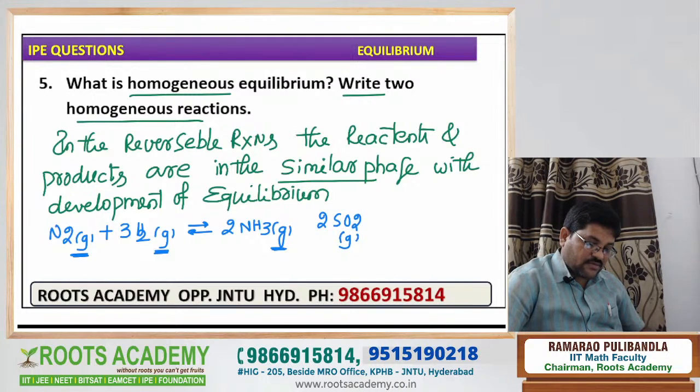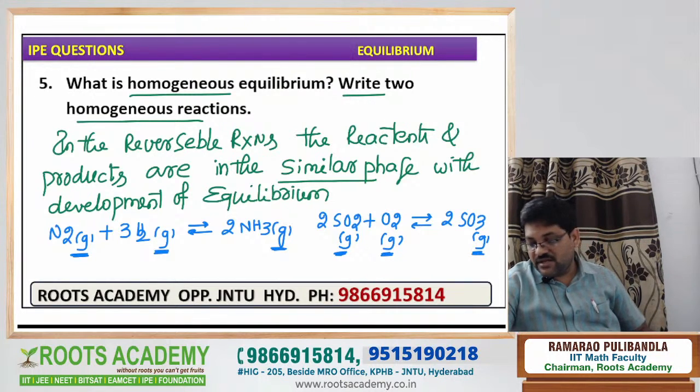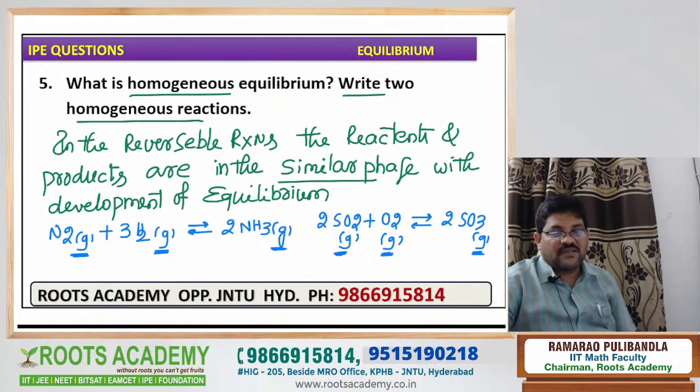2SO2 gas plus O2 gas gives rise to 2SO3 gas. Simple as that. SO2 is a gas, O2 is a gas, SO3 is a gas. These two examples are examples of homogeneous reactions. That means reactants and products are in the similar phase. Similar phase means maybe the gas phase, maybe the liquid phase, maybe the solid phase.